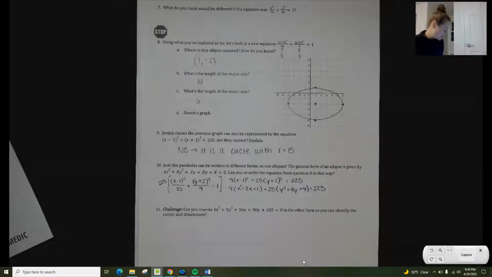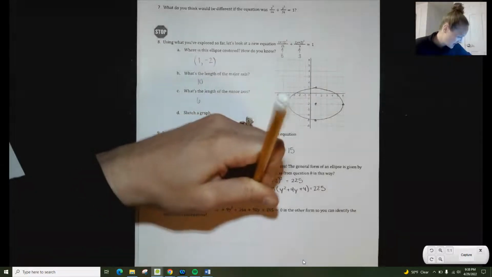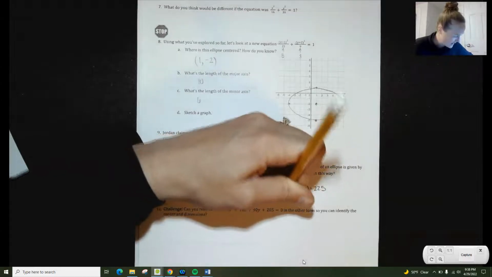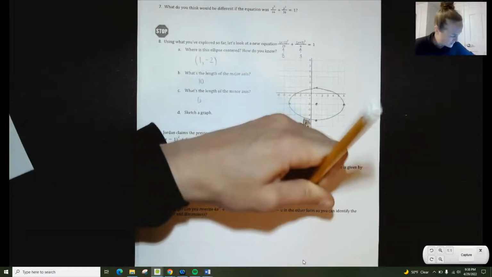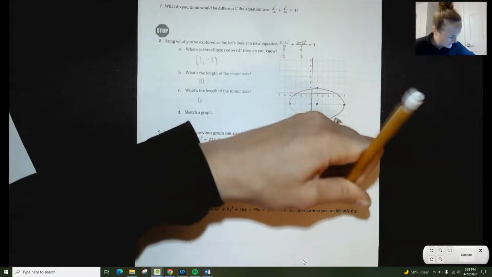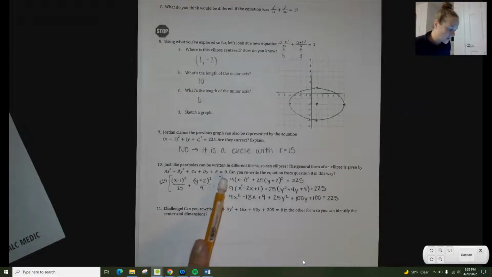And lastly, I want to multiply those numbers through. So 9x squared minus 18x plus 9 plus 25y squared plus 100y plus 100 equals 225. Now I can see here that I want 0 on one side, so I'm going to move the 225 over and rearrange everything so it looks like this.